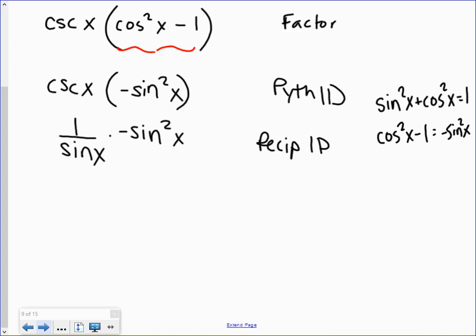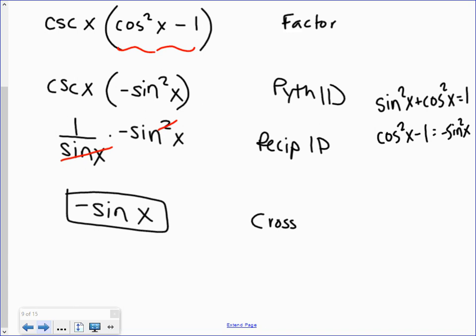You're just going to get negative sine, right? The sine in the denominator is going to cancel out one of the sines in the numerator. It's going to reduce, cross cancel. So then you have negative sine x. So I'm going to say cross cancel, reduce, multiply, something like that. Questions?